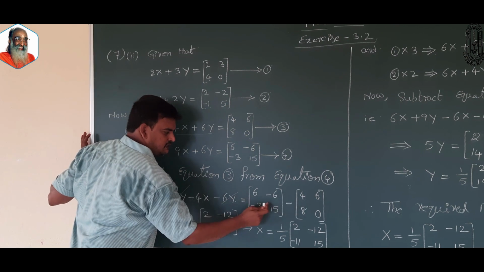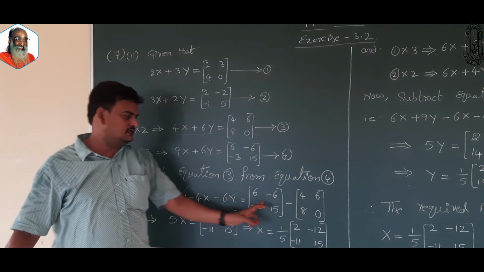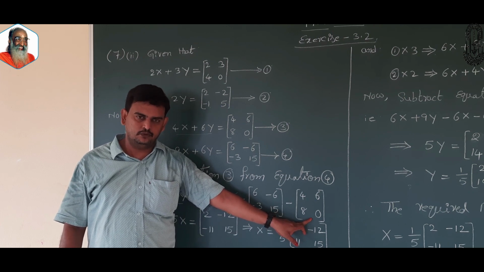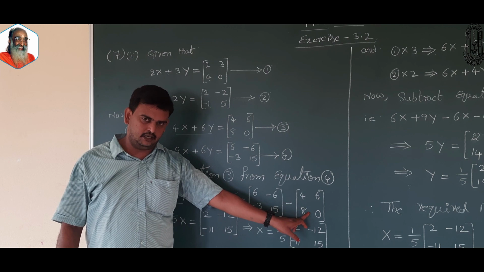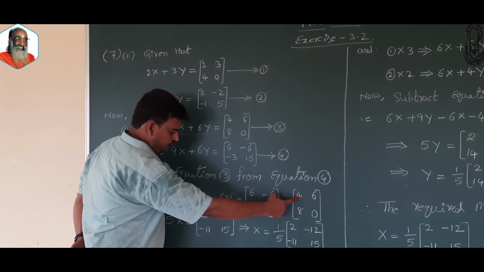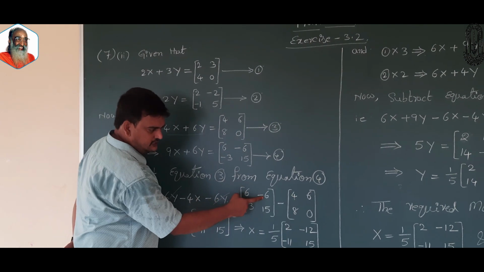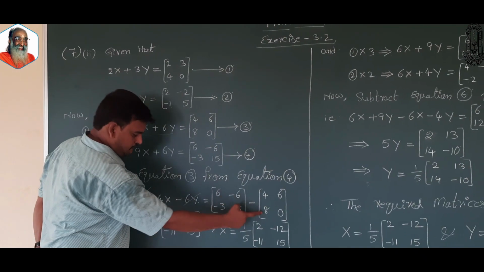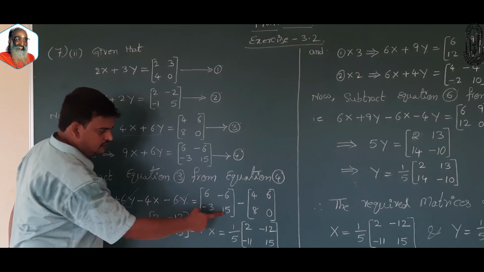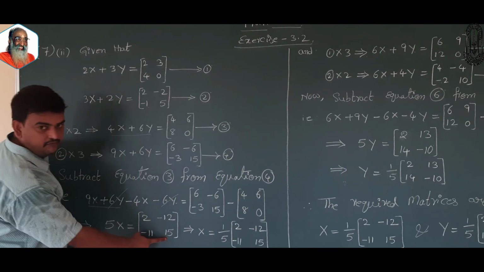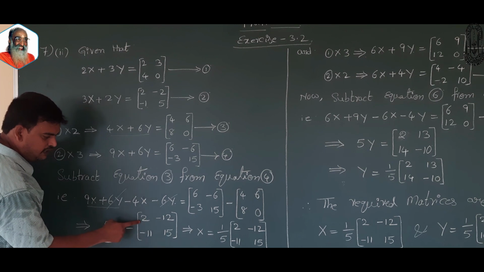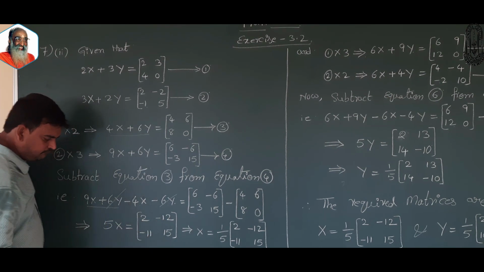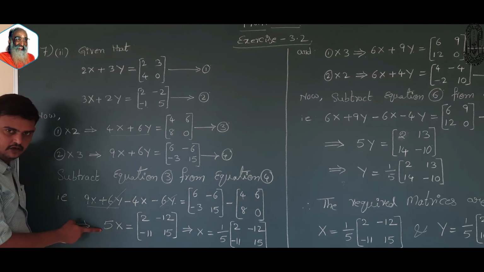And here we use subtraction of matrices. When matrices are of the same order, we can subtract the corresponding elements. We know that concept. Now when we subtract, 6 minus 4 gives 2, minus 6 minus 6 gives minus 12, minus 3 minus 8 gives minus 11, and 15 minus 0 gives 15. Now we have the square matrix [2, -12; -11, 15]. This is the value of 5X, not X.